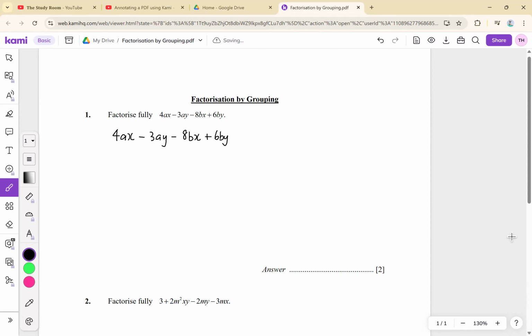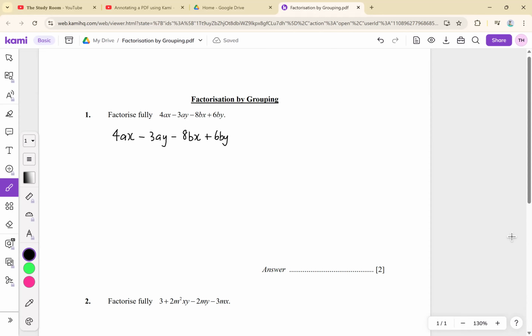The first question we want to ask ourselves is how do we know that we need to do factorization by grouping? One of the key things to take note of is that there will usually be four terms. Over here you can see four separate terms: 4ax, negative 3ay, negative 8bx, and positive 6by. When you have four terms, it's likely that you will need to use factorization by grouping.